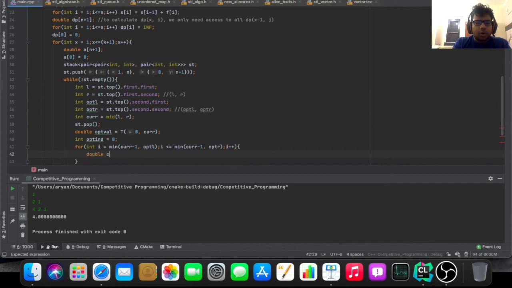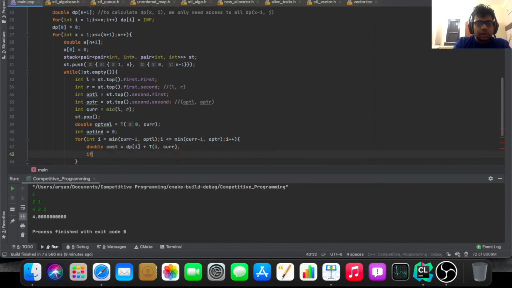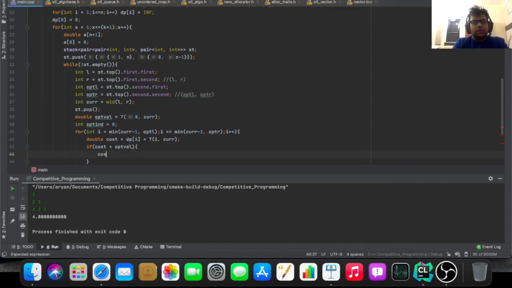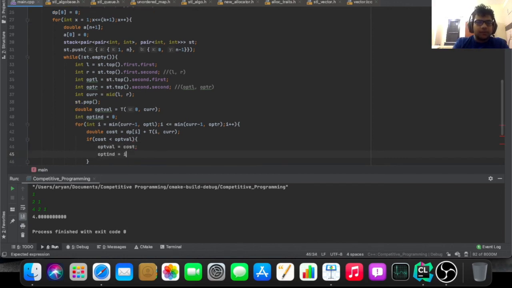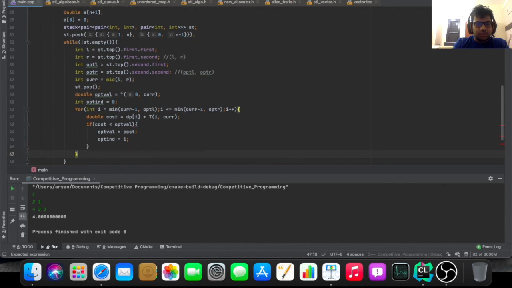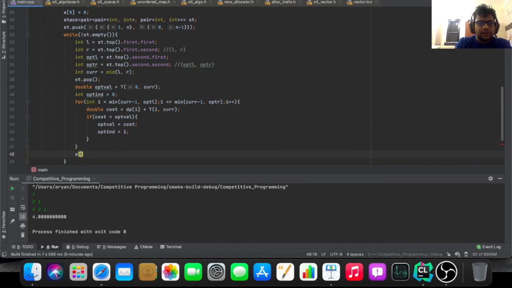Then we can say that the cost of using this as a breakpoint is equal to dp of i plus the cost, which is t, from i to cur. If this cost is less than our current optimal cost, which is optval, then let's set optval equal to cost, and let's set this as the optimum index i, the breaking point. So this is our calculation for dp of cur done. So you can set a of cur equal to optimal value.